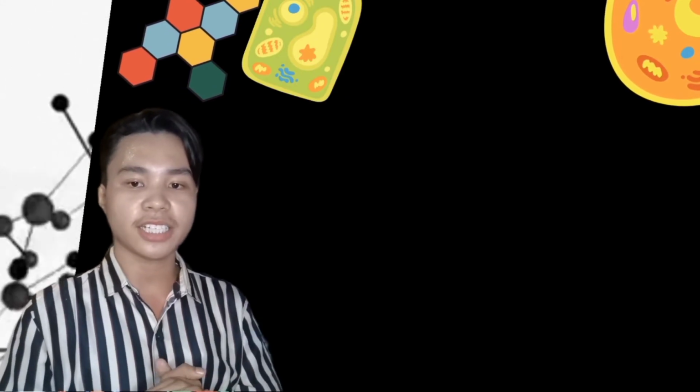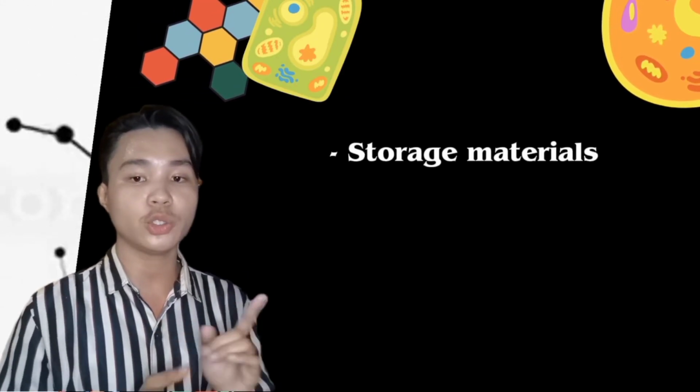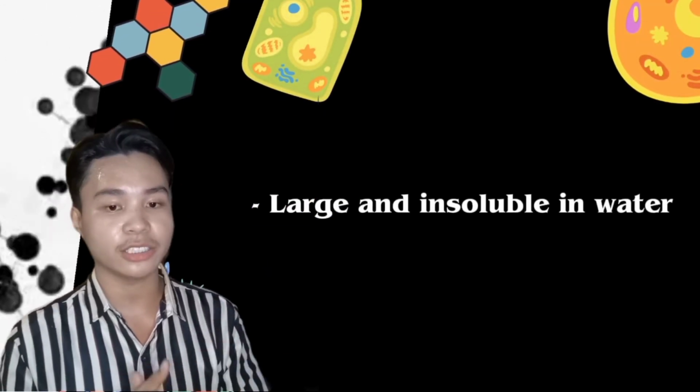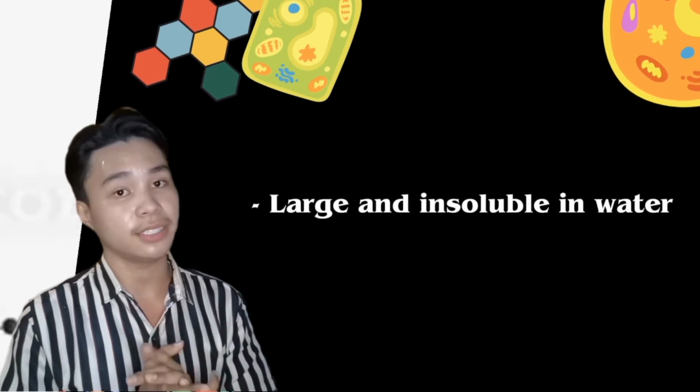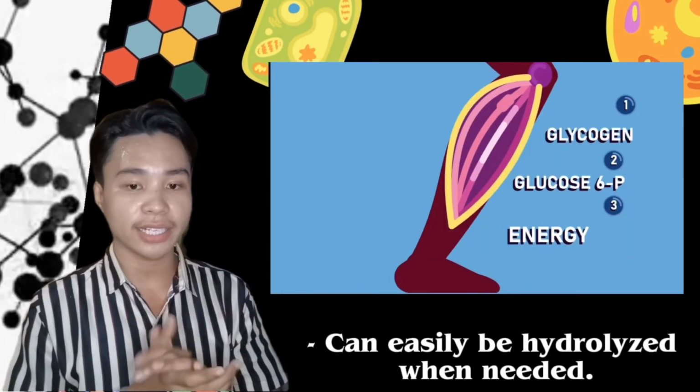Glycogen and starch are suitable as storage materials for many reasons. Some of these are because they are large and insoluble in water, so they do not change osmotic pressure in the cells. Due to their size, they are unable to diffuse through the cell membrane and can easily be hydrolyzed when needed.